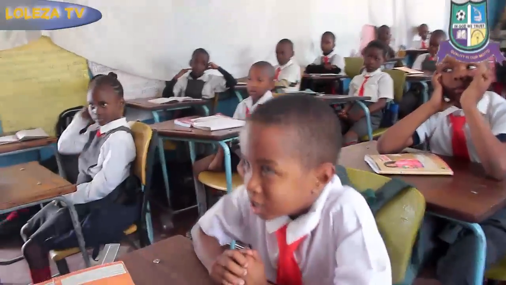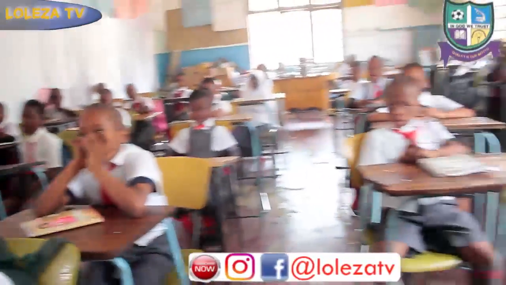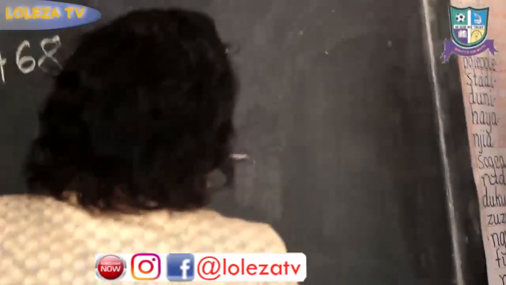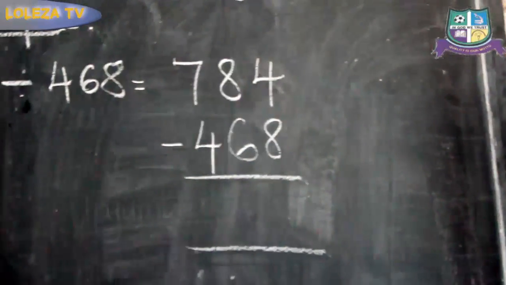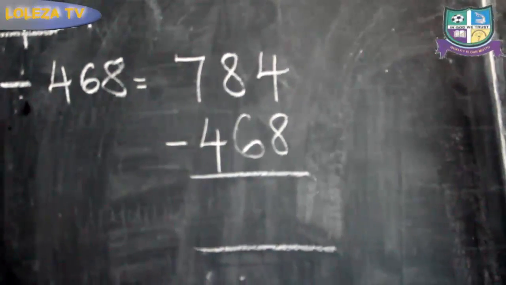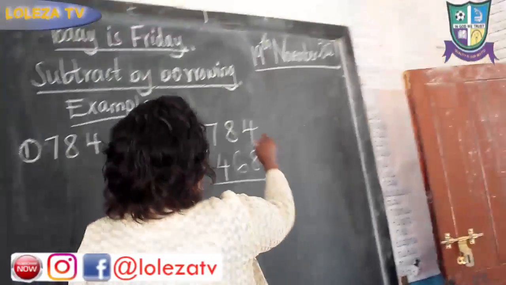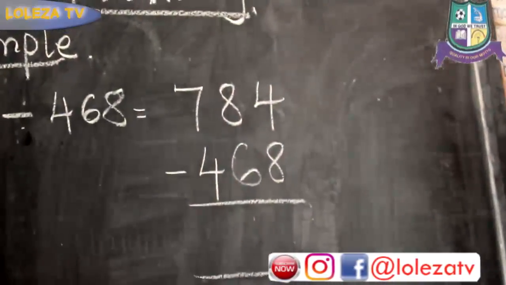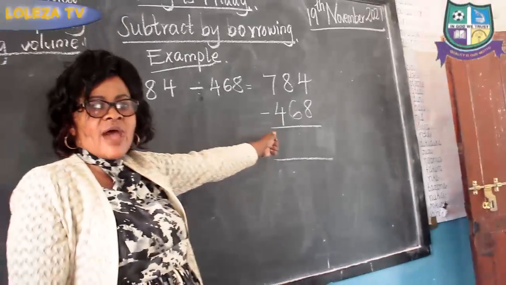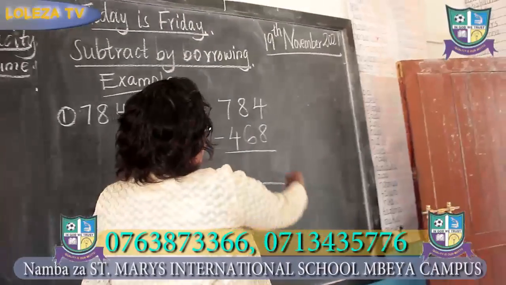You write our sign. Which sign is this one, class? Minus. So I'm going to write my sign here. After writing my sign, I write is equal. Are we together? Yes. After that, I am going to subtract my numbers now. Ones go together, tens go together, and hundreds go together. Have you seen my arrangement?